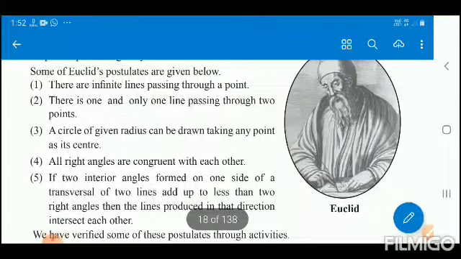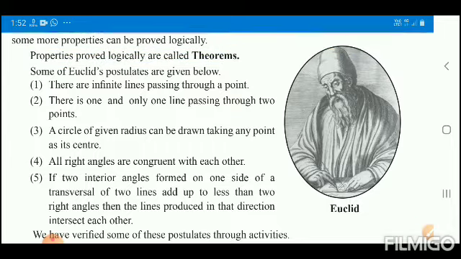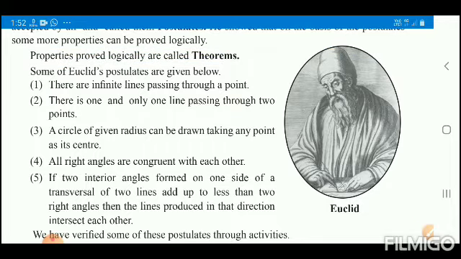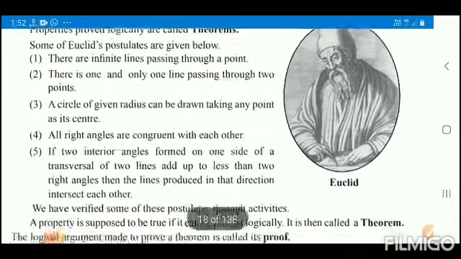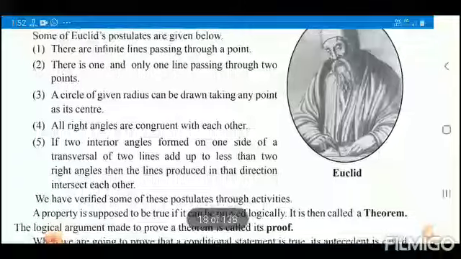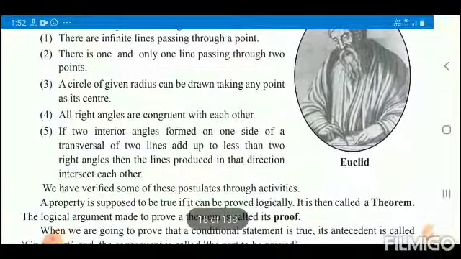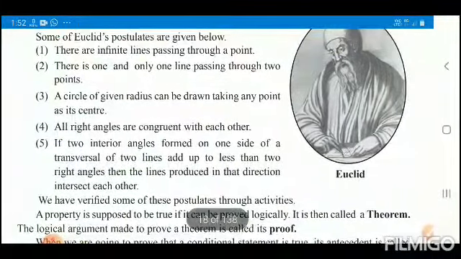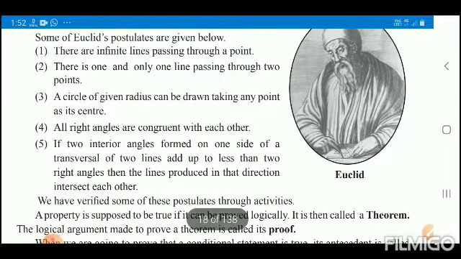First, there are infinite lines passing through a point. It means if you draw a point, infinite lines can pass through that single point. You have studied these properties in standard 6th and you verified those properties also. Now the second one is: there is one and only one line passing through two points.